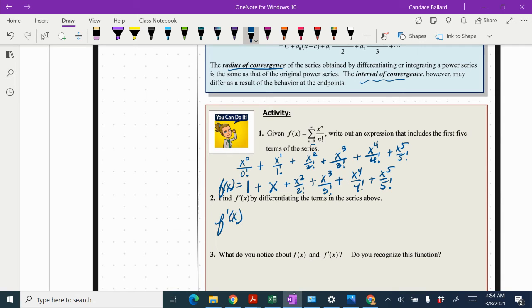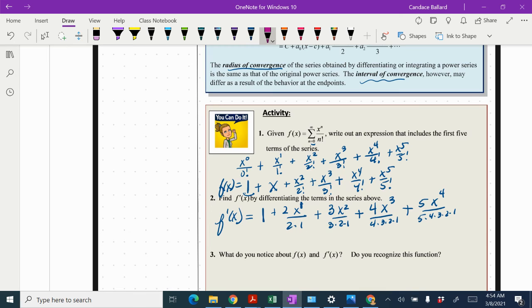So f prime of x: the derivative of 1 is 0, so I'm not going to write it down. The derivative of x is 1. For the next term, I'm going to bring the 2 in front, and then I have x to the first over 2 factorial still. Then I bring the 3 in front, so I'd have 3x squared over 3 times 2 times 1. I'm doing that on purpose. Then I bring the 4 in front, x to the third over 4 times 3 times 2 times 1. And then 5x to the fourth over 5 times 4 times 3 times 2 times 1. And I'm going to rewrite my 2 factorial as 2 times 1.